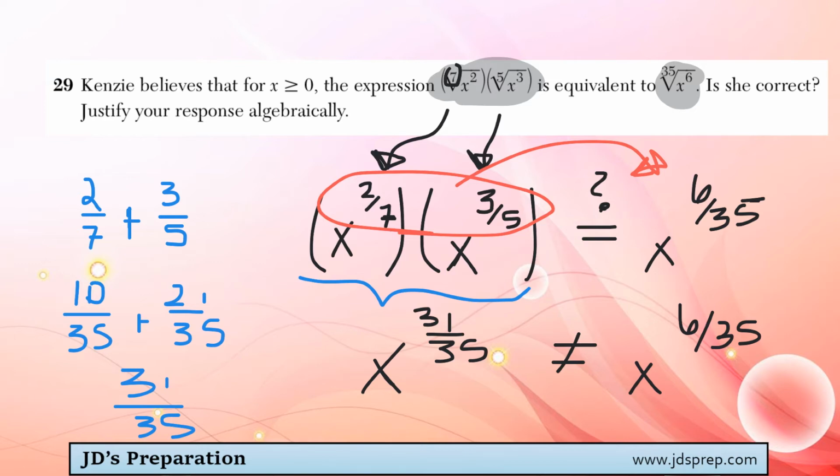But if you remember the proper exponent law here, you are actually supposed to add those exponents together, and then that proves that these are not the same. So I can just finish up by stating, is she correct? No.